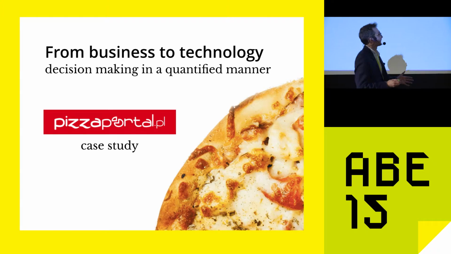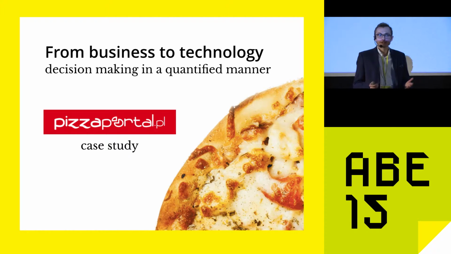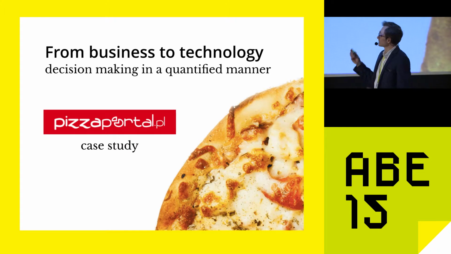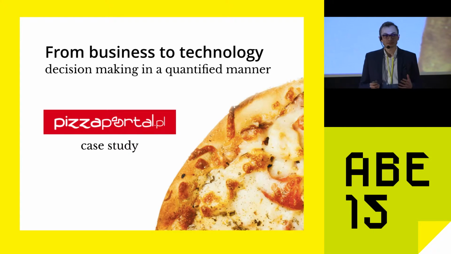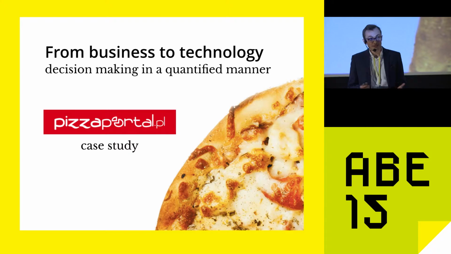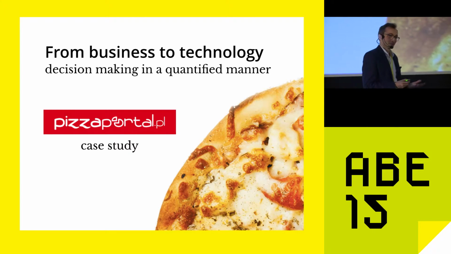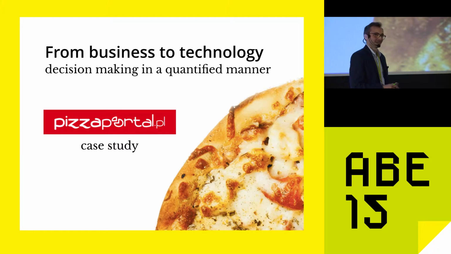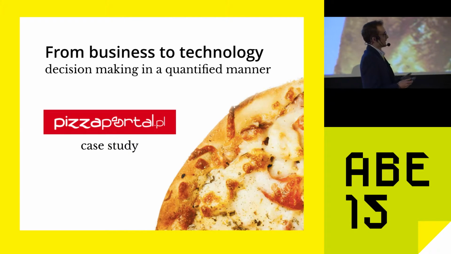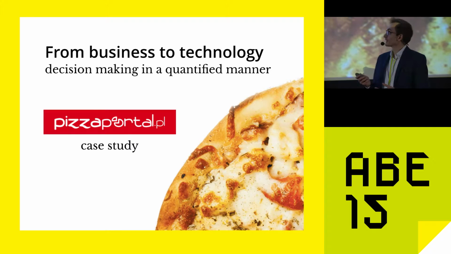So I'll be talking about a real-life example of using Tom Gilb's methods in deciding what to do next in the project, based on actual high business needs of a company called PizzaPortal. Probably quite a few of you know what that company does. It doesn't just sell pizza, actually, it sells a lot of different food types. So let's get going.